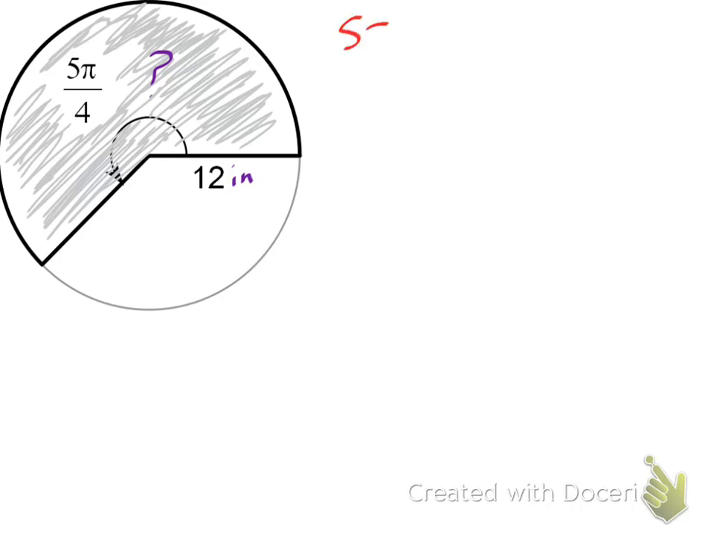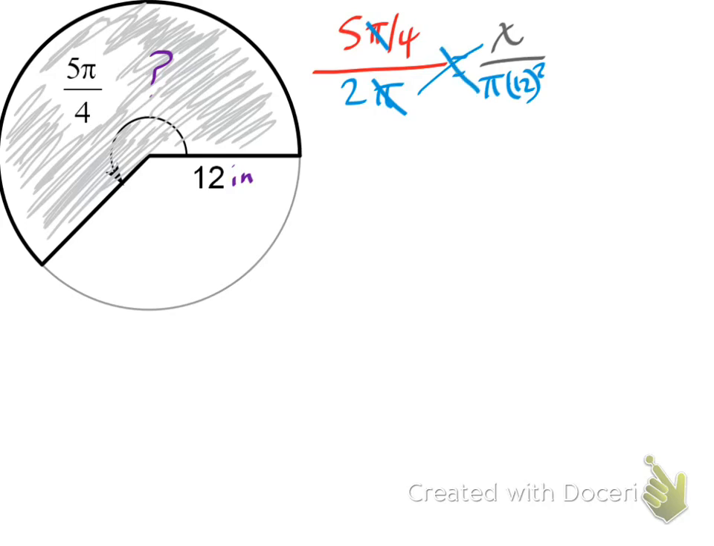The angle is 5 pi over 4. The full rotation is 2 pi. Once again, the pi's cancel. The area of the sector is unknown. And the area of a full rotation, which would be the area of the whole circle, again, prior knowledge tells me that that is the area of a circle, which is pi times radius squared. The radius in this case is 12. So pi times radius squared, or pi r squared. Cross multiplying again, this will give me 2x. This is actually 144 pi.